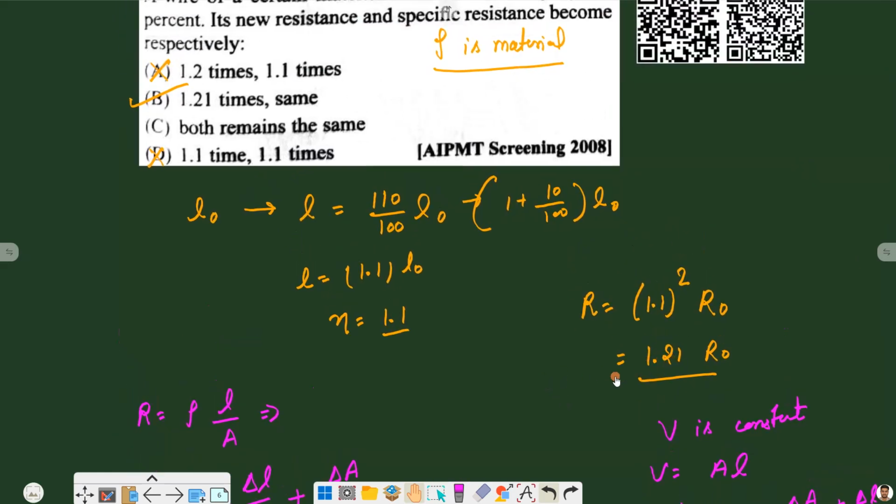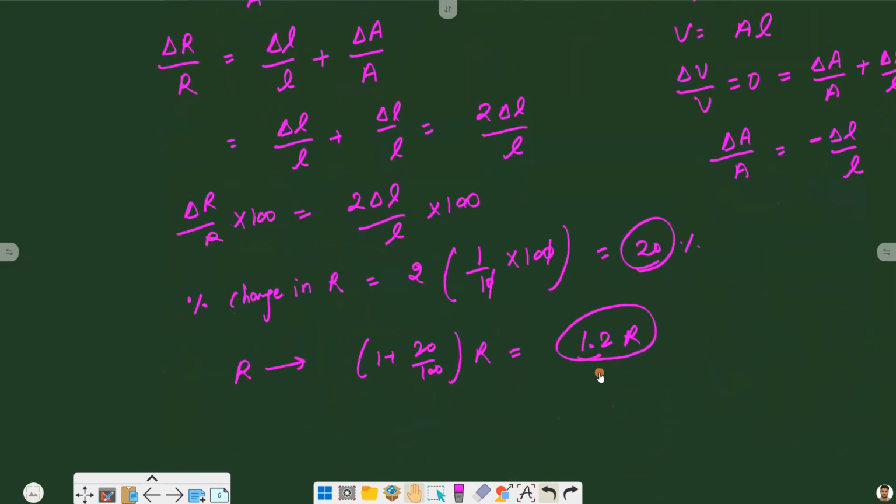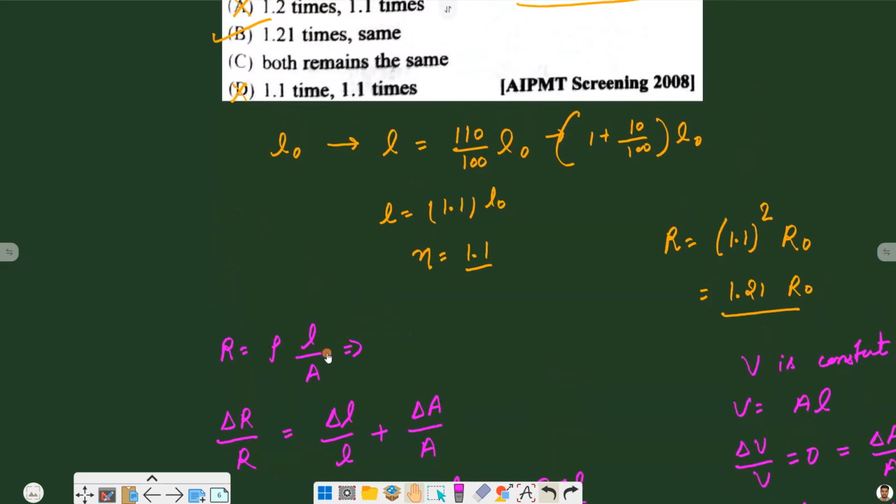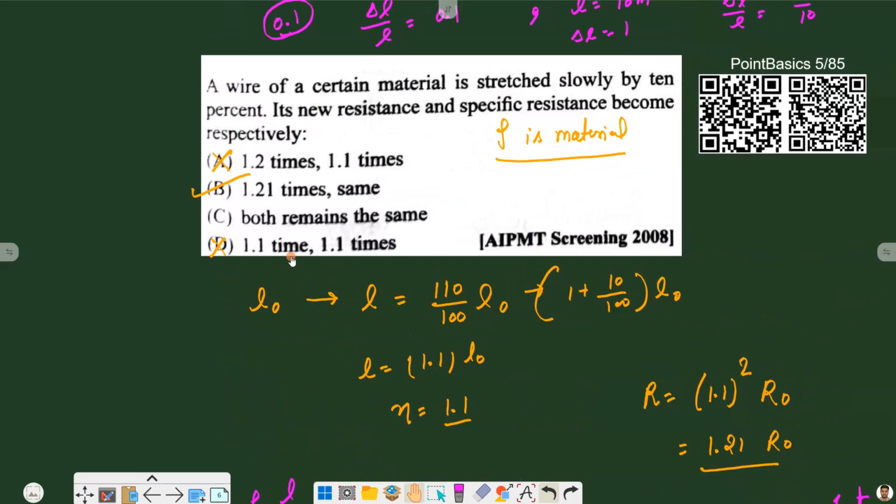Here we are getting 1.21, and using this method we are getting only 1.2, not 1.21. That's because in error analysis we do it only when changes are small, when changes are 1%, 2%, or up to 5% only. When changes are of higher order, we do the actual calculation, and then we find the error or change. So that's why there is a slight difference, but you can do this question using both of the methods. Moving to the next one.